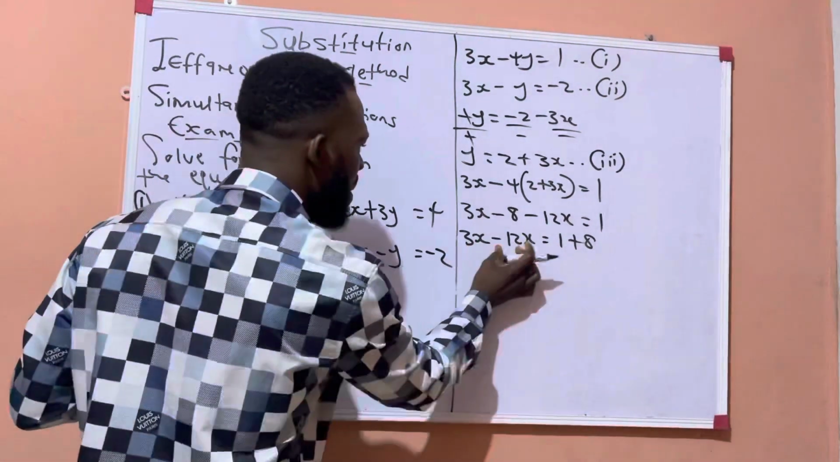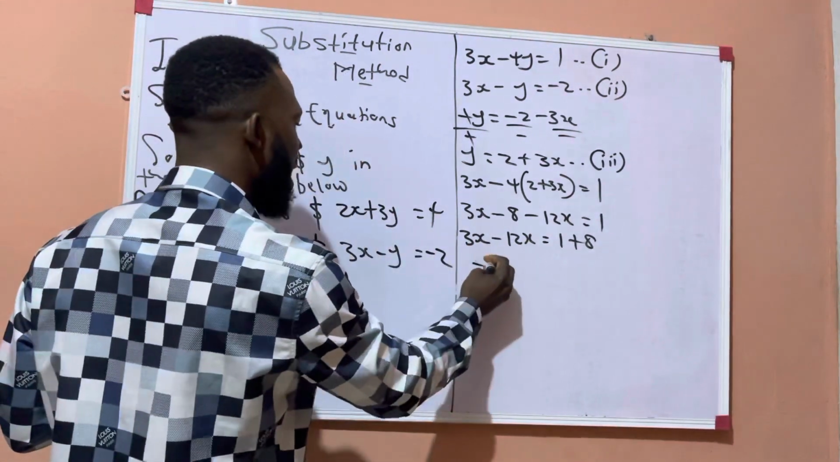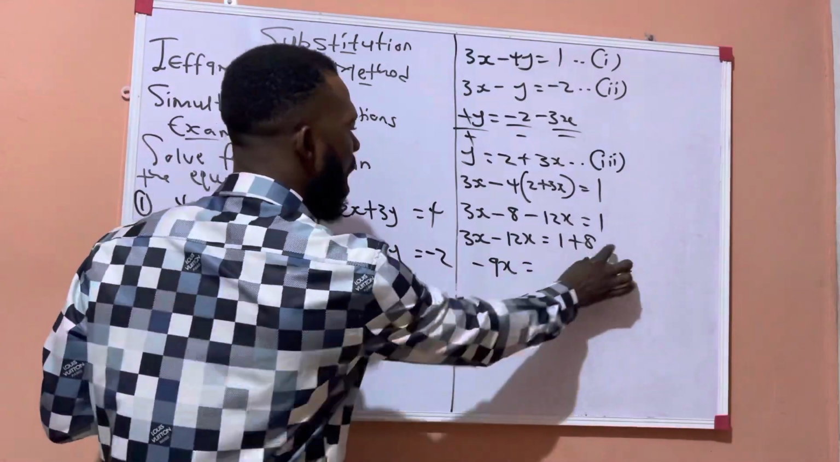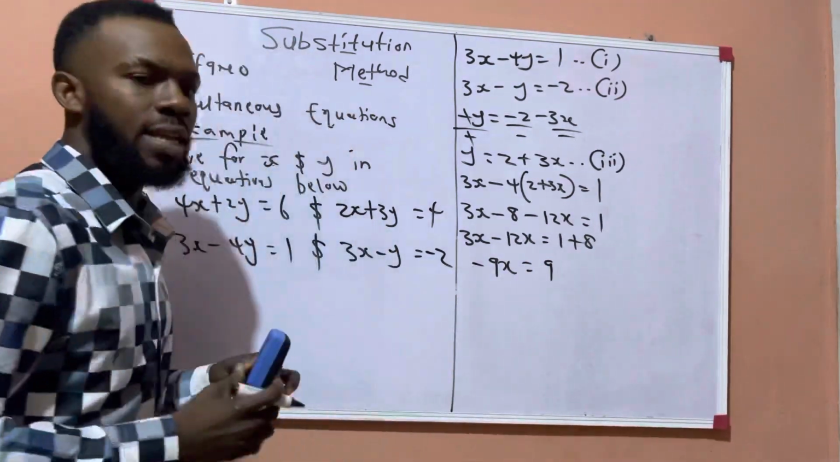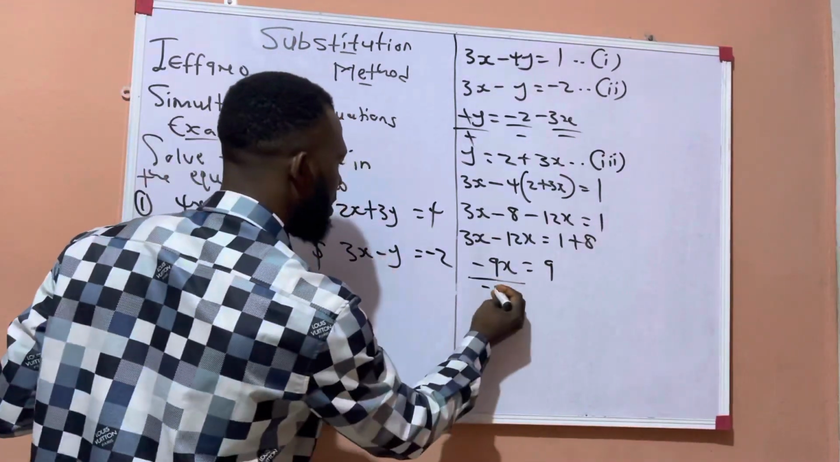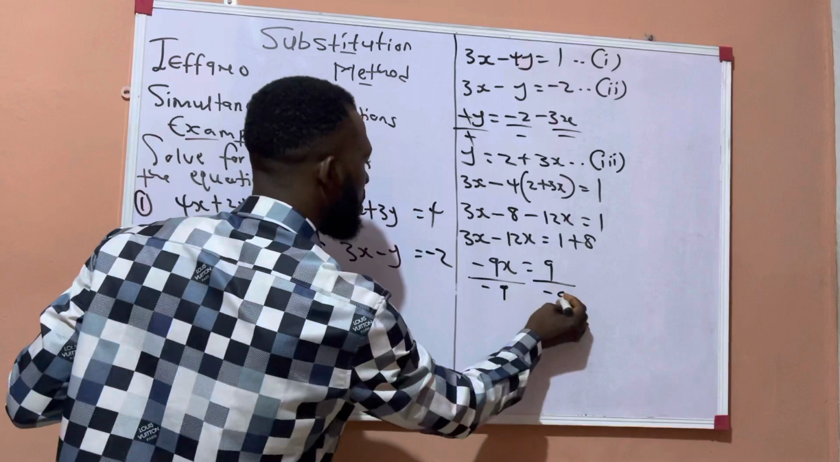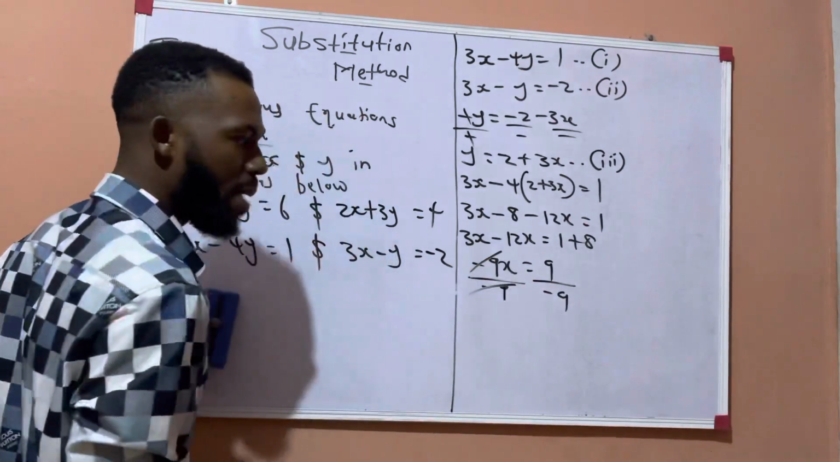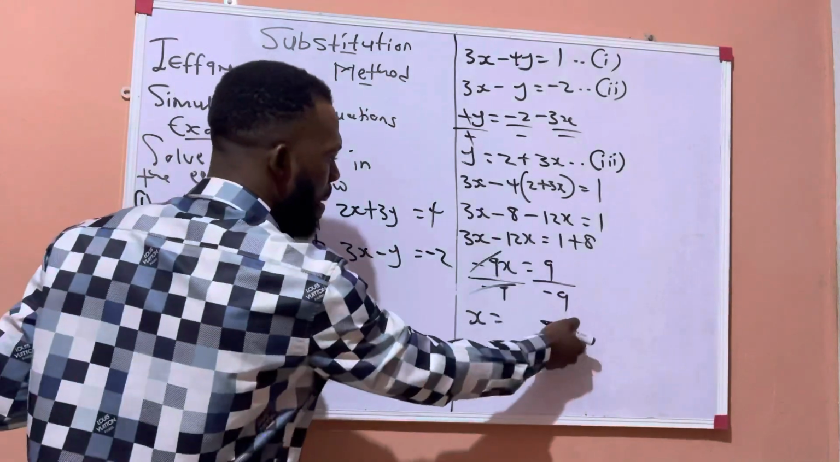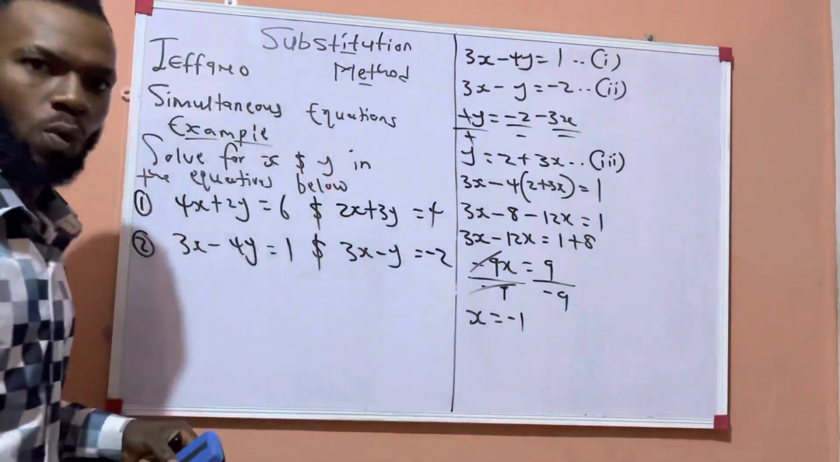Now, 3x minus 12x will give us minus 9x, is equal to 1 plus 8 will give us 9. Now for us to get the value of x, what do we do? We divide both sides by minus 9. Class, when minus 9 cancels minus 9, what do I have left here? X is equal to 9 divided by minus 9 will give us minus 1.